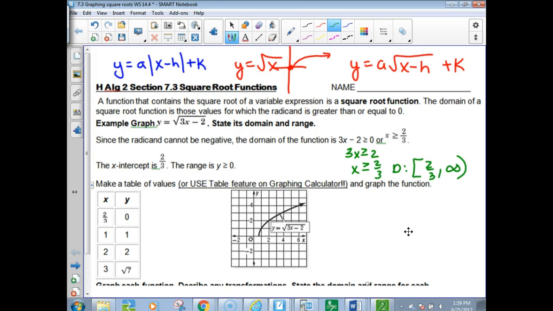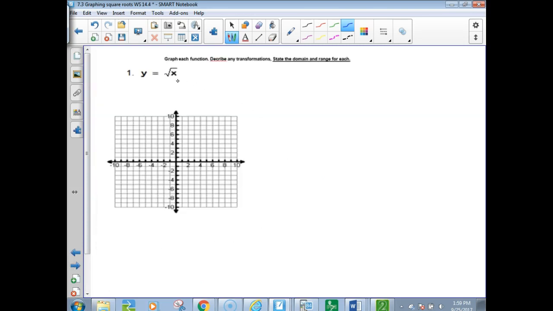Okay? So once you find the domain and you sketch, you can tell what the range will be. This is a table of values feature. You can use the table feature on a graphing calculator, but I'm going to show you how to do it all by hand. So let's graph the parent graph first, which is the square root function.